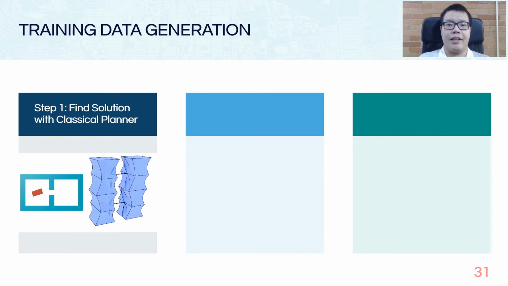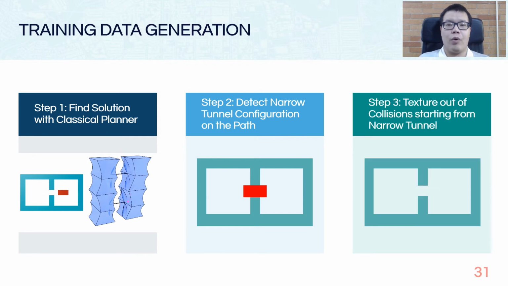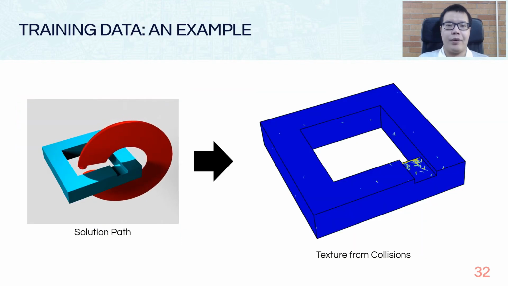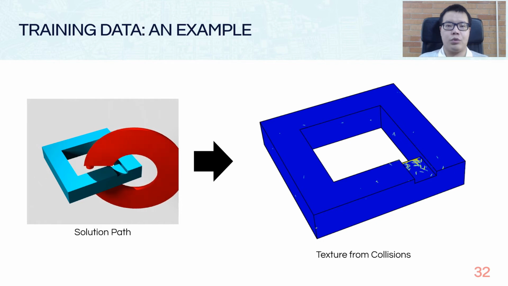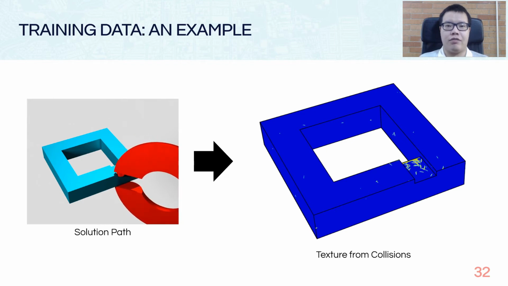To generate training data, we use a 3-step algorithm. The first step is to find a solution with a classical planner. Secondly, we detect narrow tunnel configurations on the path. At last, for each narrow tunnel configuration on the path, we apply a set of random transformations, collect the collisions, and then build a texture map according to the collisions. This is a real example of the ground truth generated by our algorithm. The left-hand side shows the solution path, the right-hand side shows the accumulated result from the collisions.